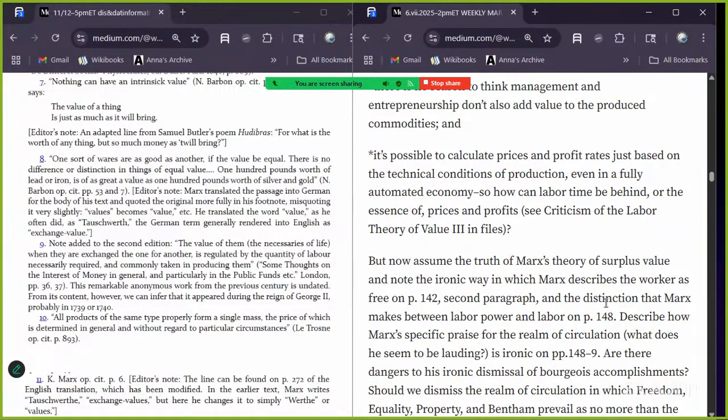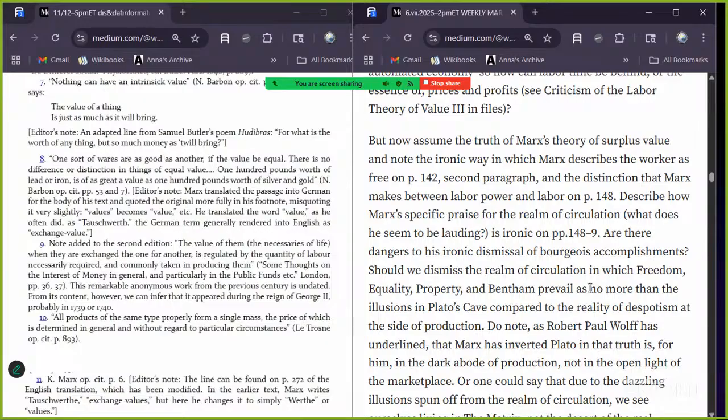But now assume the truth of Marx's theory of surplus value, and note the ironic way in which Marx describes the worker as free on page 142, second paragraph, and the distinction that Marx makes between labor power and labor on page 148. Describe how Marx's specific praise for the realm of circulation, what does he seem to be praising or lauding, is ironic on pages 148 to 49. Are there dangers to his ironic dismissal of bourgeois accomplishments? So he's being sarcastic, right?